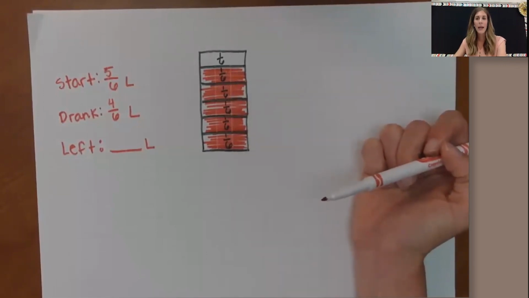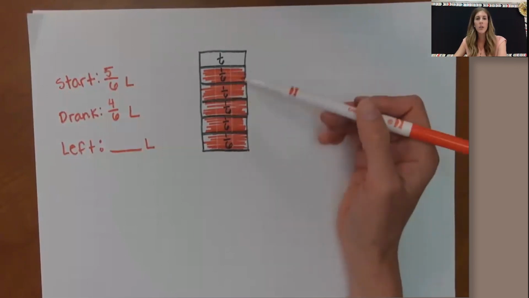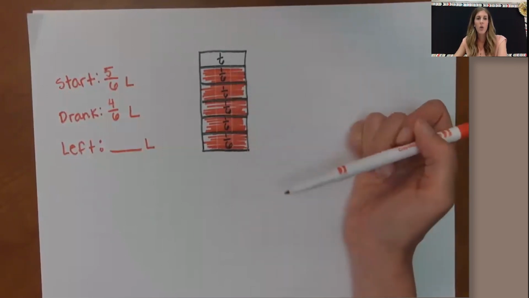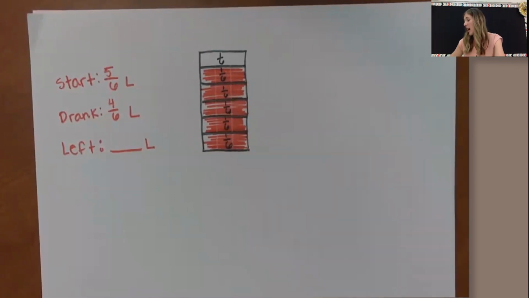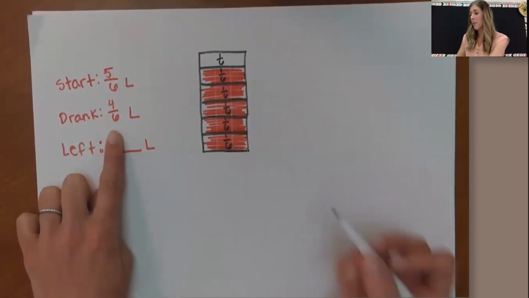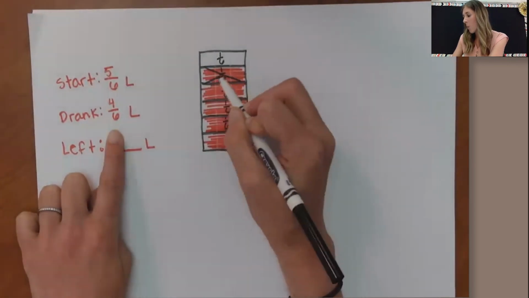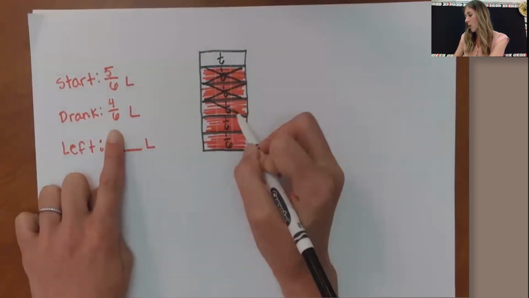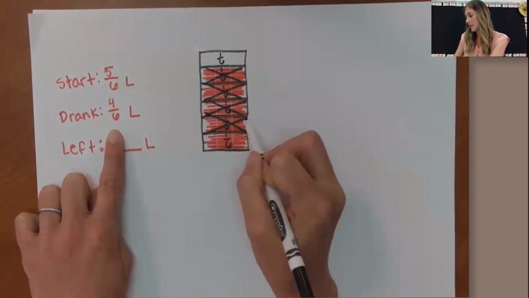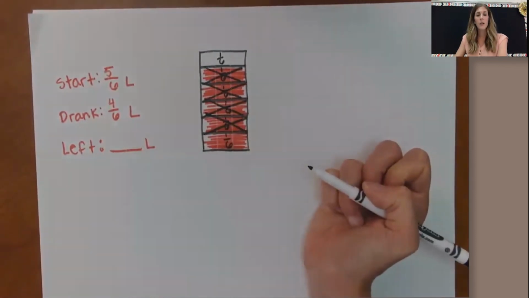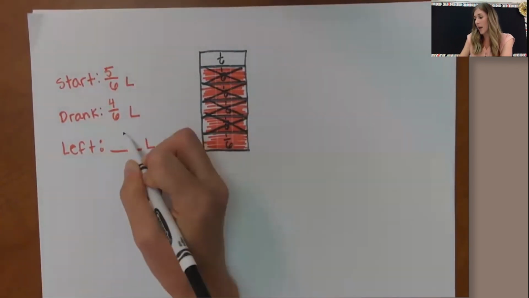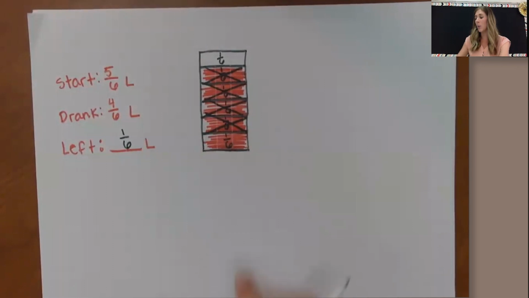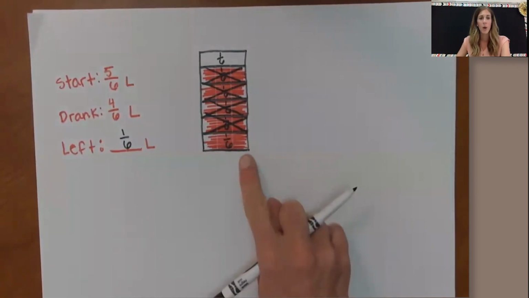And then he drank some of the water. So what could we do on our model to show the amount that he drank? Right, we can just X it out. He drank 4/6, meaning he drank 4 of those 1/6 pieces. And so how much water did he have left? Correct, 1/6 of a liter. And we can see that very clearly in our model.